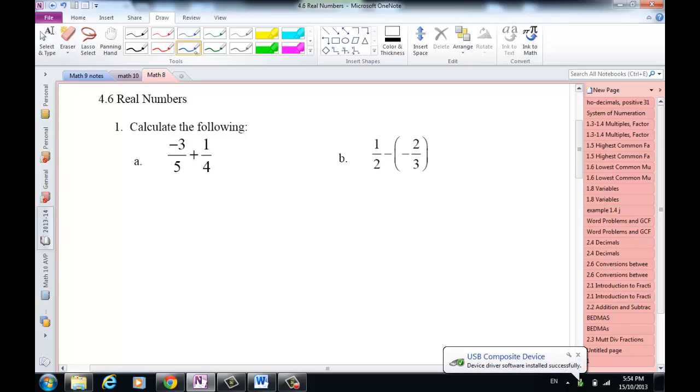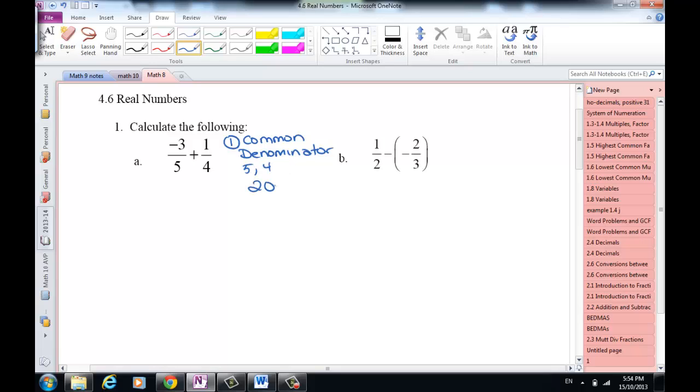So this lesson is a combination of what we did in last unit with fractions and in this unit using negatives and positives. And so we're going to start things very similar as we would have done when we were just adding fractions, and that is that we need to find the common denominator. And in this case, you can see that the common denominator of 5 and 4 is going to be 20.